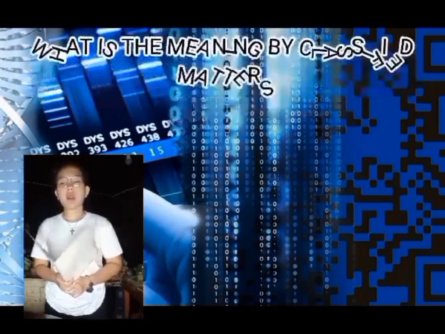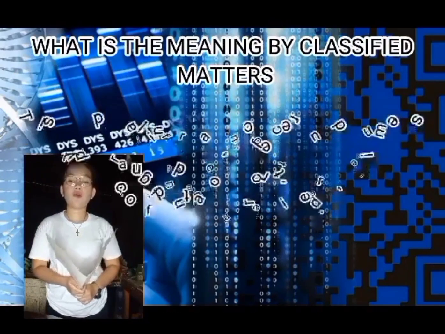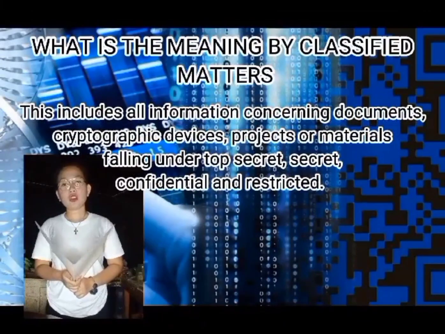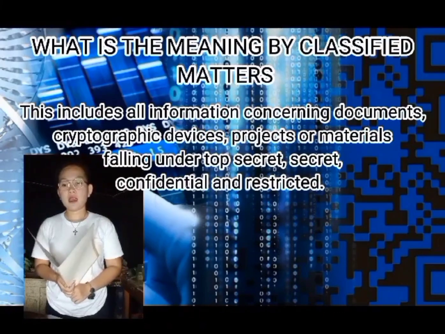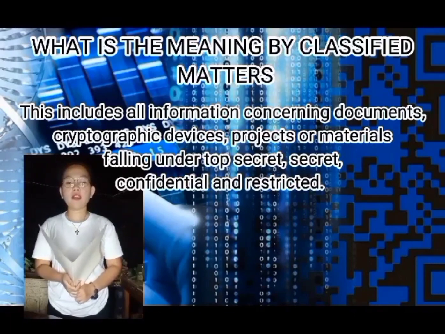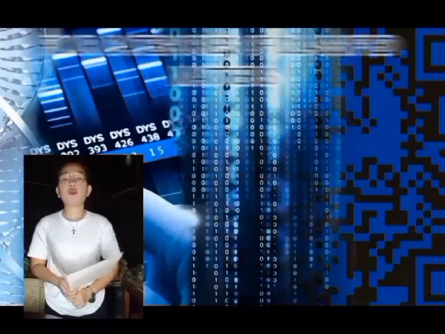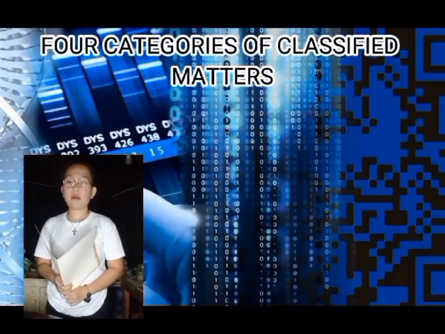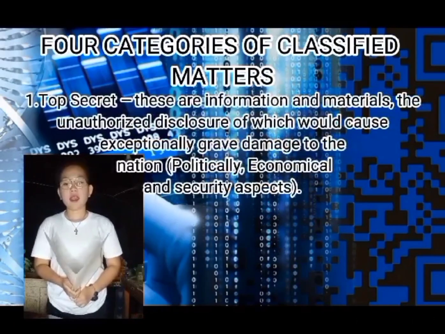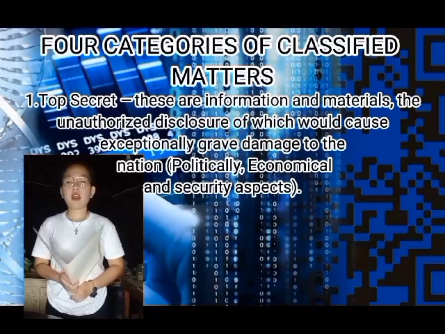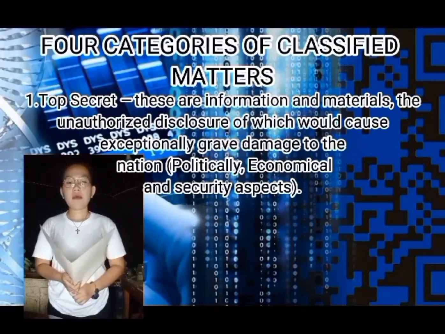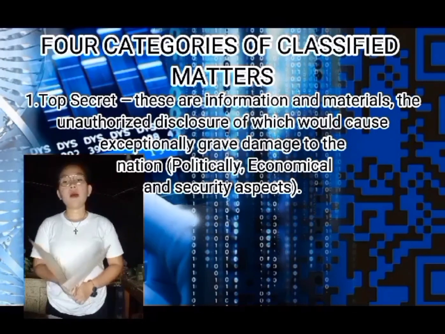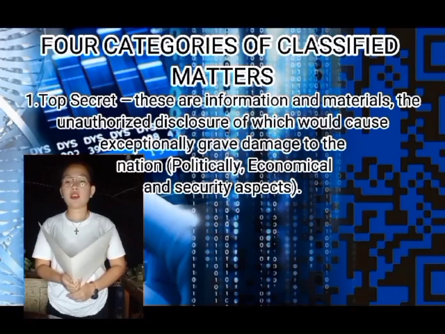So what is the meaning of classified matter? Classified matter includes all information concerning documents, cryptographic devices, projects or material falling under top secret, secret, confidential, and restricted. So, four categories of classified matter. The first is top secret. These are information and materials whose unauthorized disclosure would cause exceptionally grave damage to the nation, politically, economically, and in security aspects.